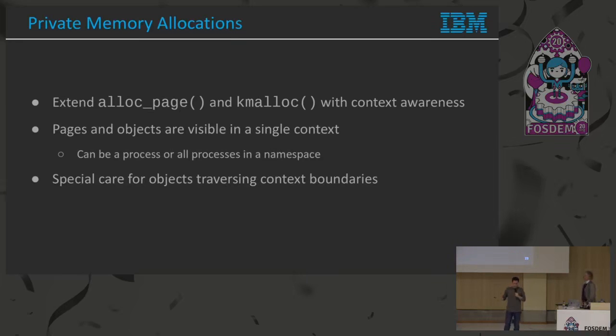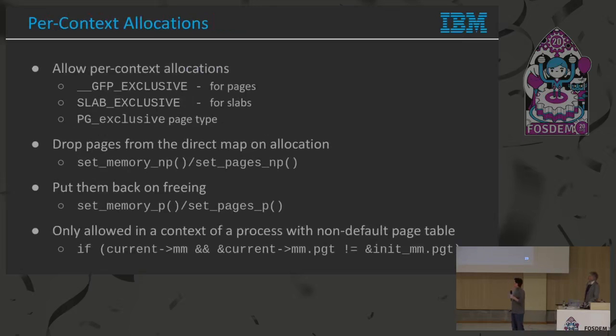So on top of these page table management primitives that we are going to implement someday, we are trying to implement private memory allocations, where page alloc or kmalloc will receive a particular flag that will say, okay, I want this page visible only in my page table, and I want it absent in all the other page tables, and I want it dropped out from the direct map.